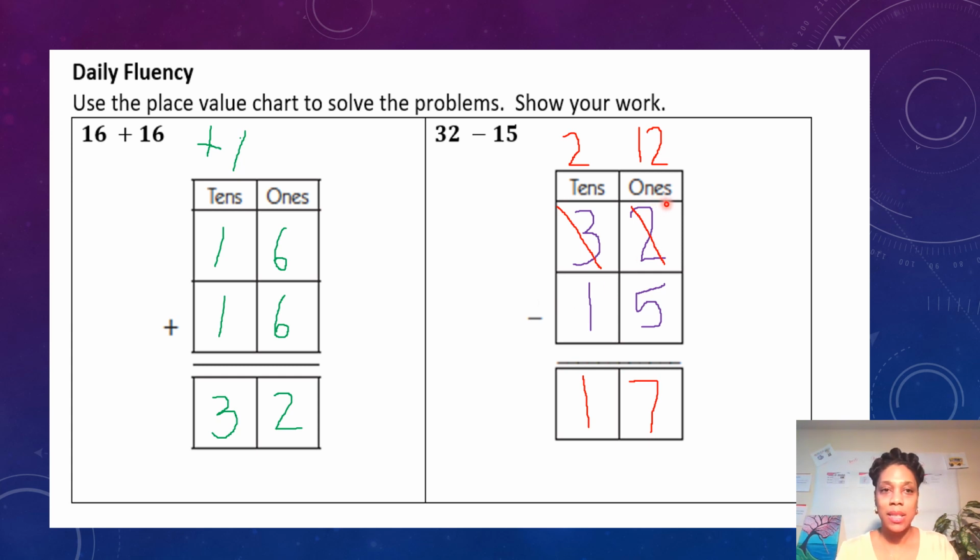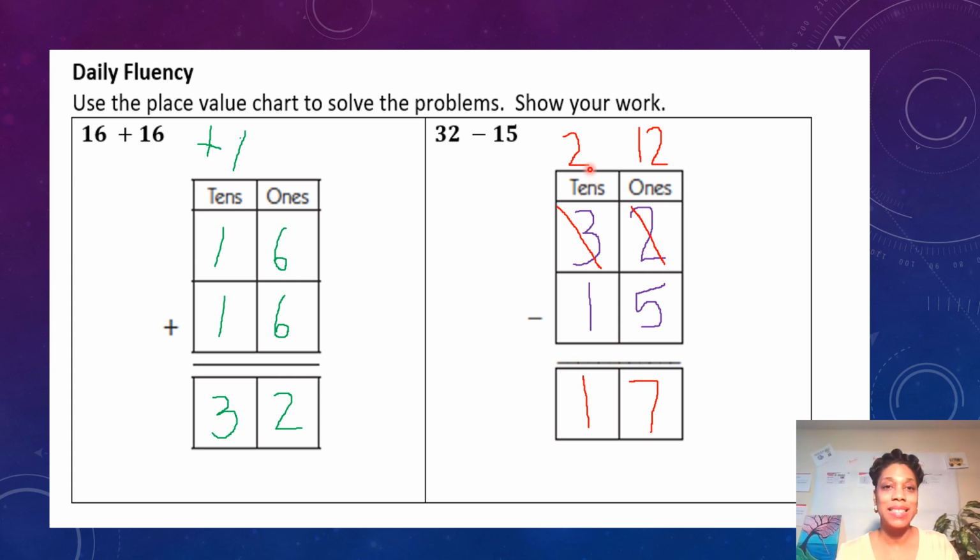When I tried to subtract 5 from 2, I said to myself, uh-oh, I don't have enough. So I had to take a 10 from my tens place. So I unbundled that 10 and I made that 10 ones. So 10 ones plus my 2 ones gave me 12. Now remember, I've taken a 10, so therefore I don't have 3 10s anymore. I only have 2 10s.